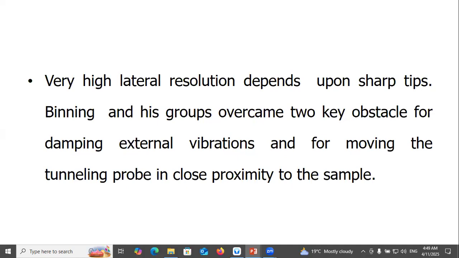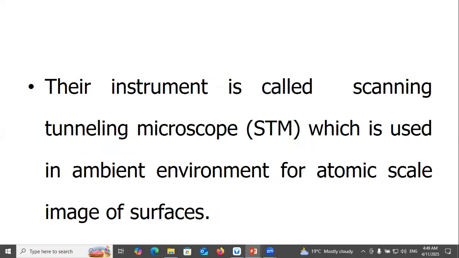Binnig and his group overcame two key obstacles: damping external vibrations and moving the tunneling probe in close proximity to the sample. Their instrument is called the scanning tunneling microscope, which is used in an ambient environment for atomic scale imaging of surfaces.